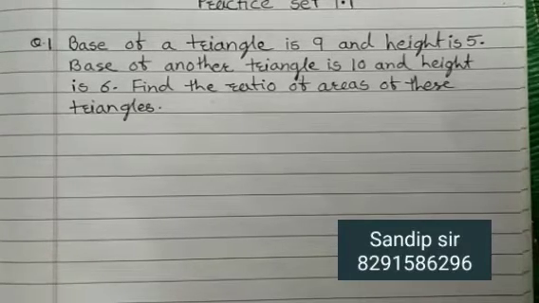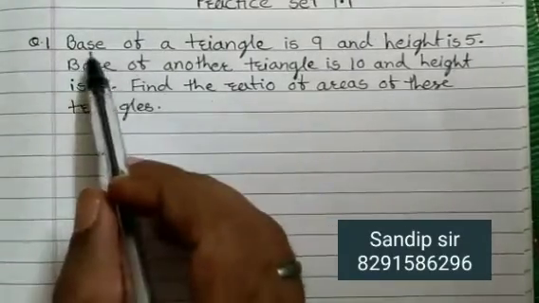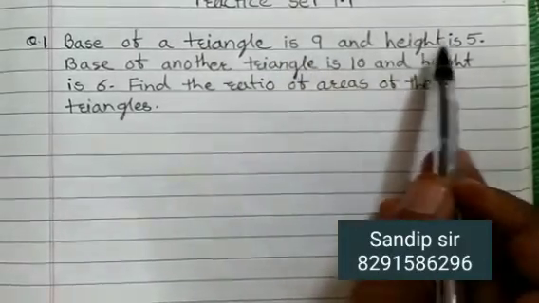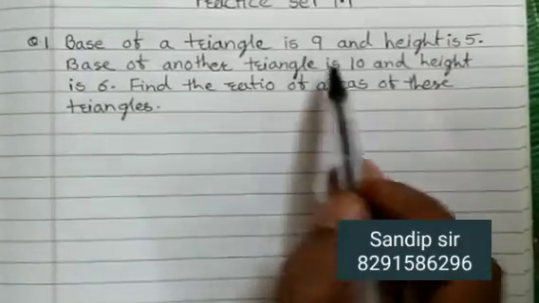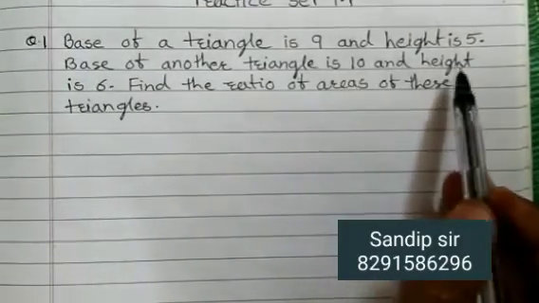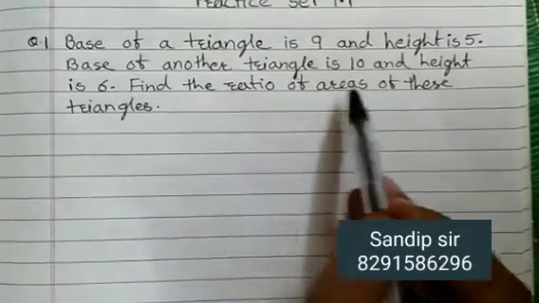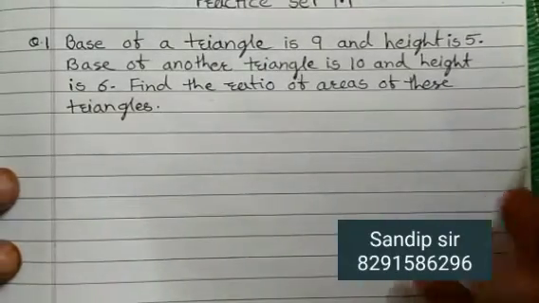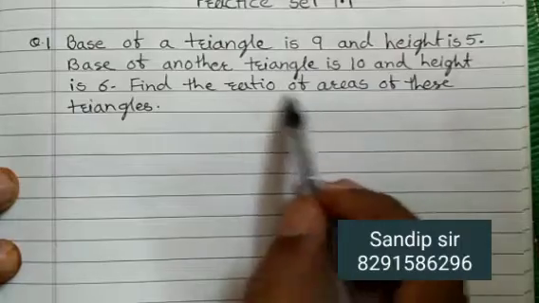Now practice set number 1.1, and the first question of the practice set 1.1 is: base of a triangle is 9 and height is 5. Base of another triangle is 10 and height is 6. Find the ratio of areas of the triangles. They ask to find the ratio of areas of the triangles.